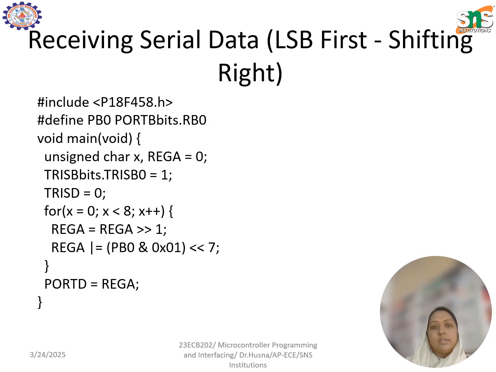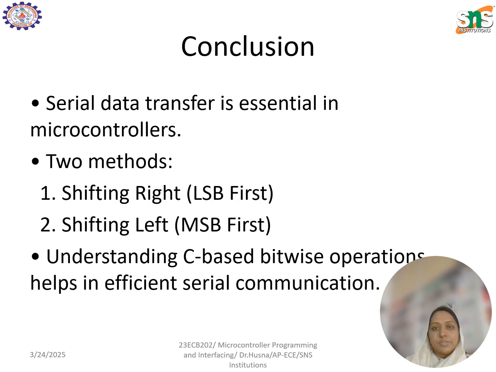Next, we have seen how to transmit the data, and now let's see how the serial port will receive the data. In this program you can see we are using RB0, and I have used a Reg A. Reg A is initialized to store the receiving data. This loop shifts the register right, and we insert the new bit at the MSB. Finally we receive the data on port D. This method is used to receive the data LSB first with serial transmission.